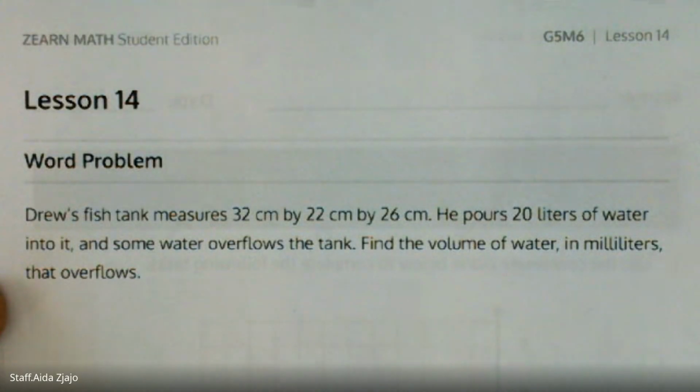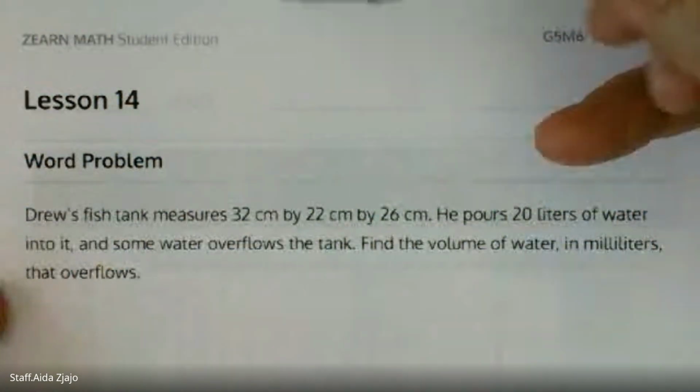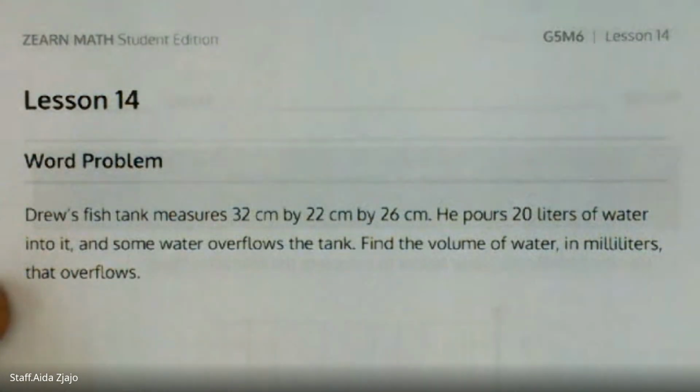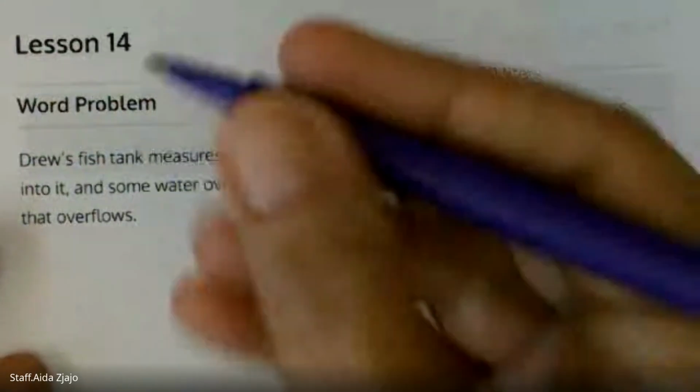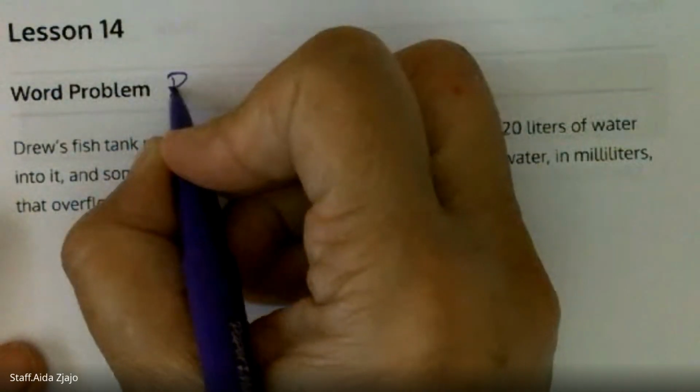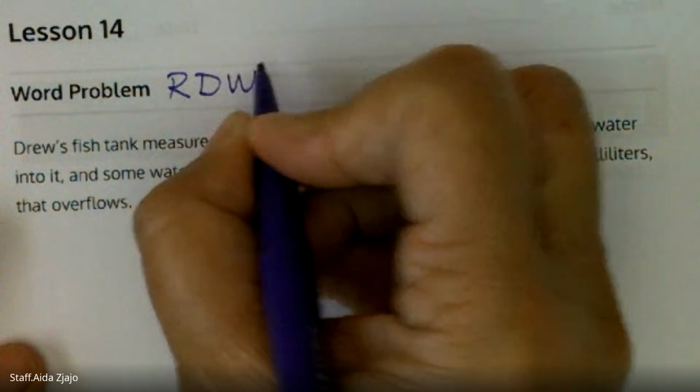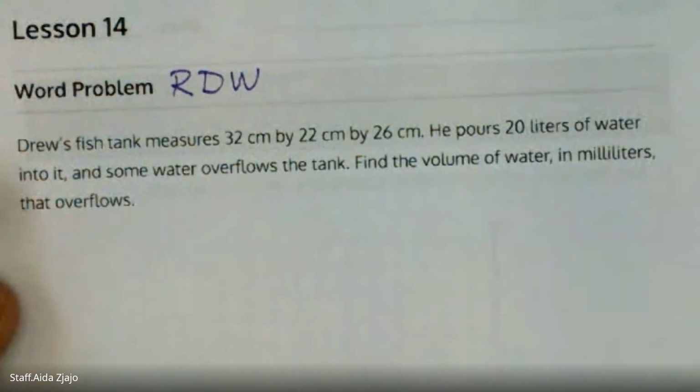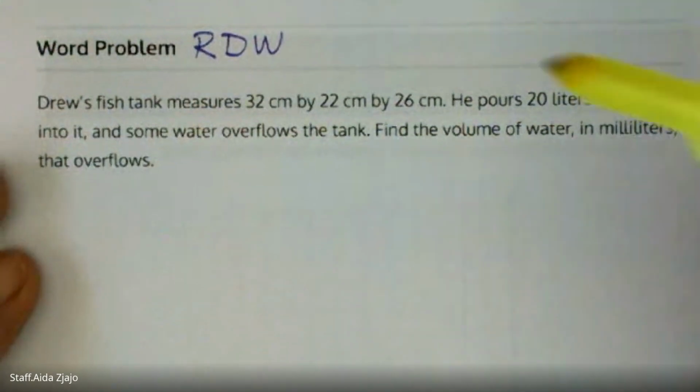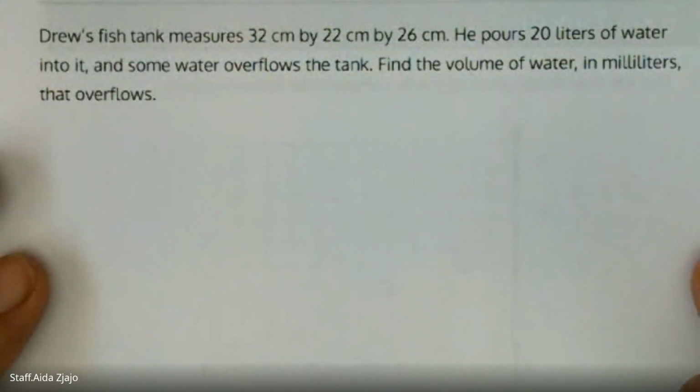Hello, dear. Today we are talking about Grade 5, Mission 6, Lesson 14, and it's the word problem. We're going to use the strategy: read, draw, and write. Let's first see what the problem is all about.